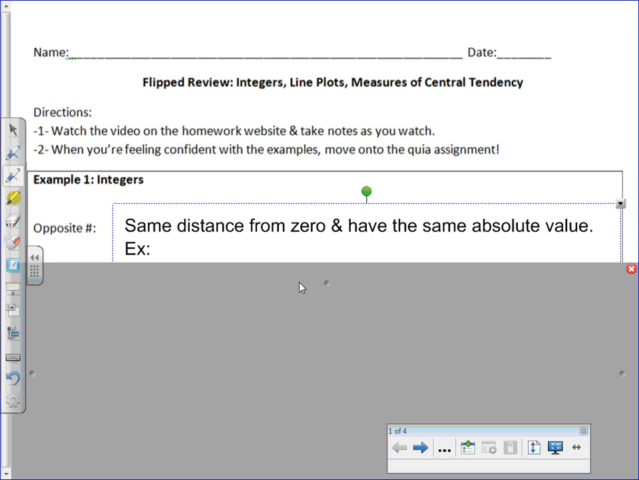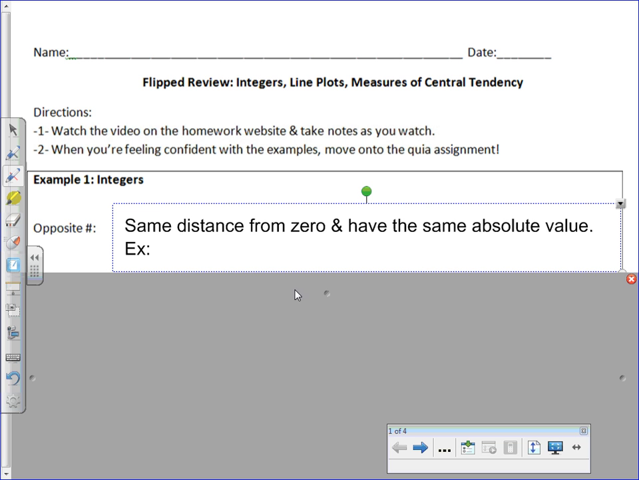First one, please jot down the definition of an opposite number. An opposite number is the same distance from zero, and they also have the same absolute value. Some examples of opposite numbers: let's say the number 13, the opposite of 13 would be negative 13. Another example is the number negative 110. The opposite of negative 110 is positive 110.